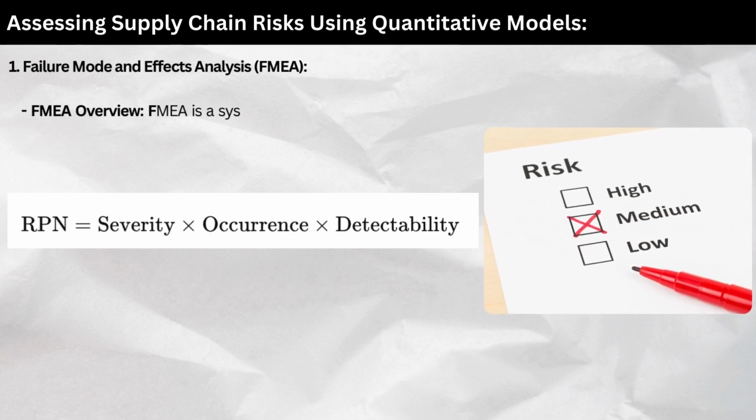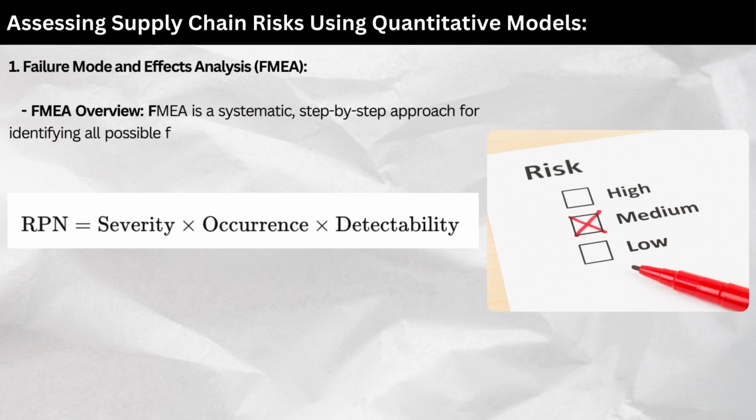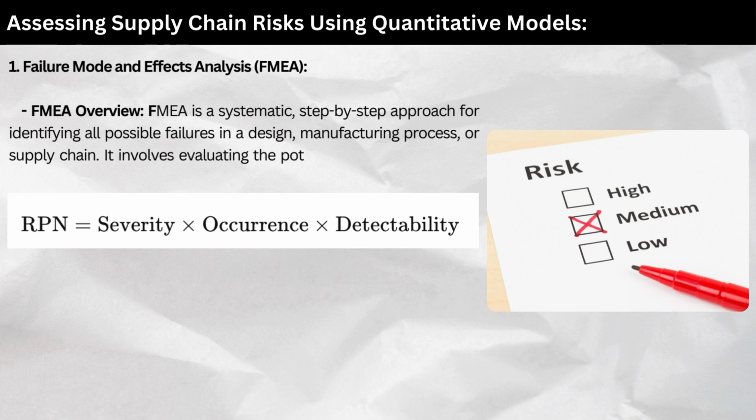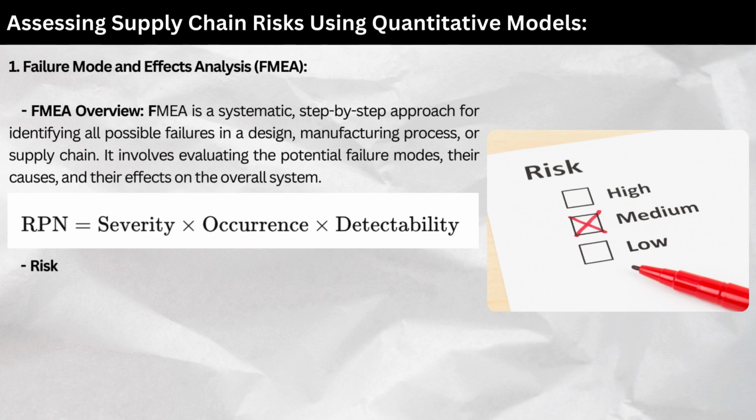Assessing supply chain risks using quantitative models. 1. Failure mode and effects analysis, FMEA. FMEA overview. FMEA is a systematic, step-by-step approach for identifying all possible failures in a design, manufacturing process, or supply chain. It involves evaluating the potential failure modes, their causes, and their effects on the overall system.